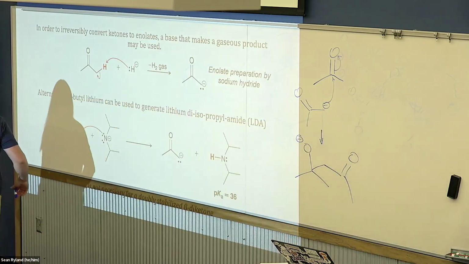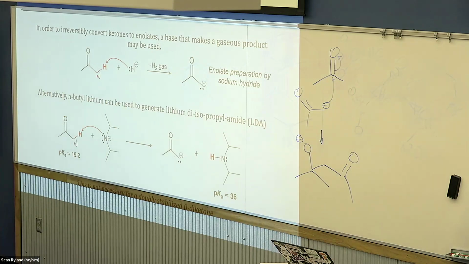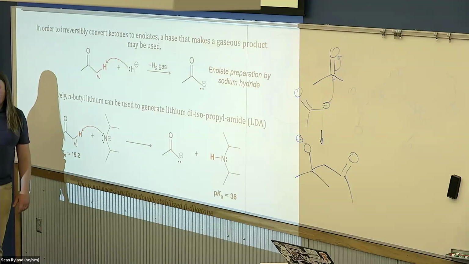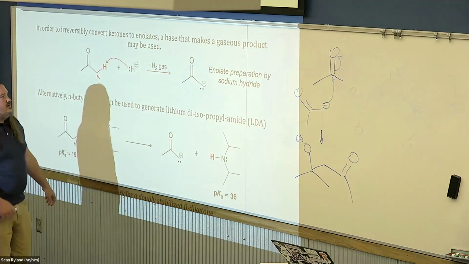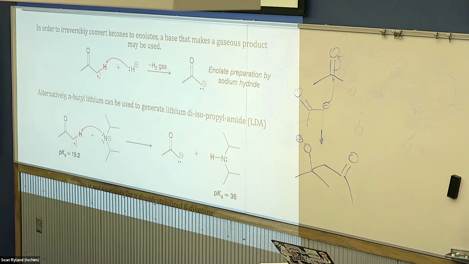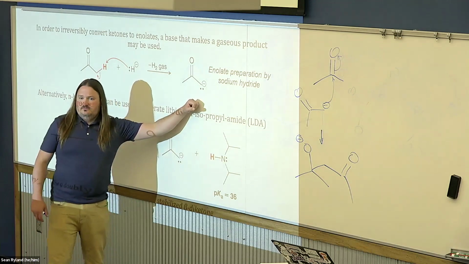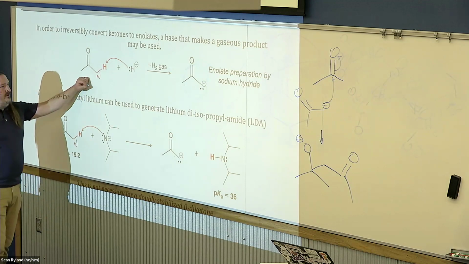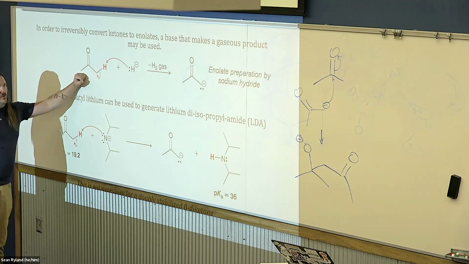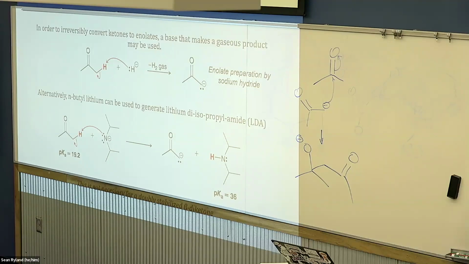Right, so if we want to irreversibly convert ketones to enolates, we're gonna go back to Le Chatelier's principle again. If we make a product that leaves as a gas, we can take what was an equilibrium reaction and make it irreversible. So basically, if you put a hydride source with a ketone or something that has an acidic alpha carbon, we can wind up making the enolate just by using sodium hydride.